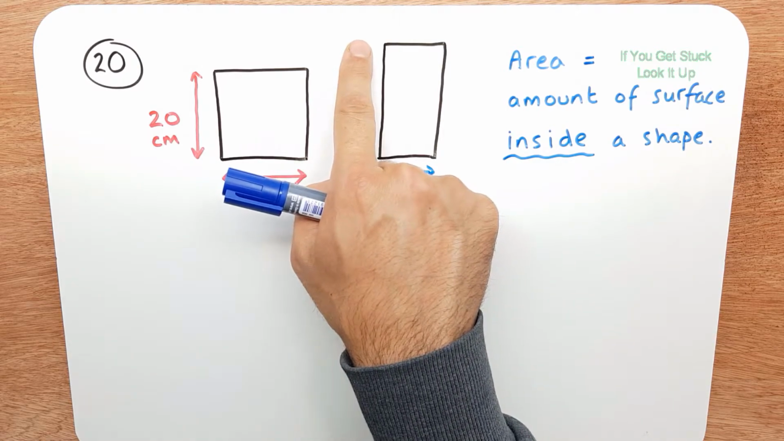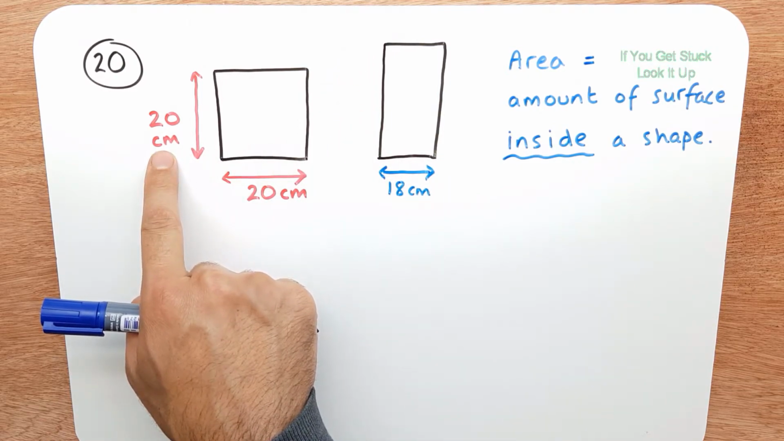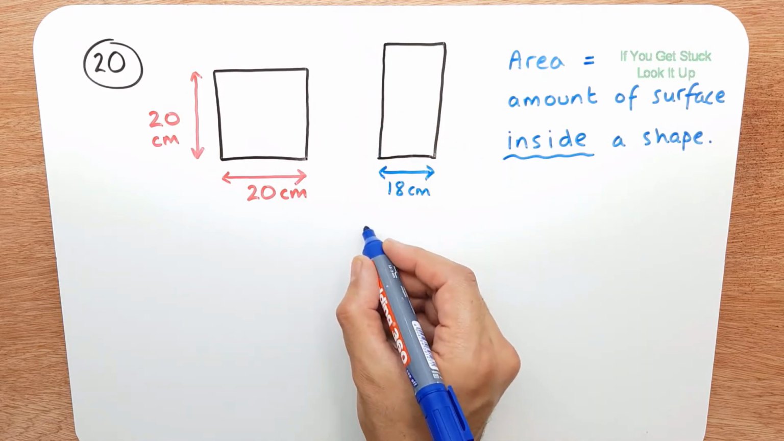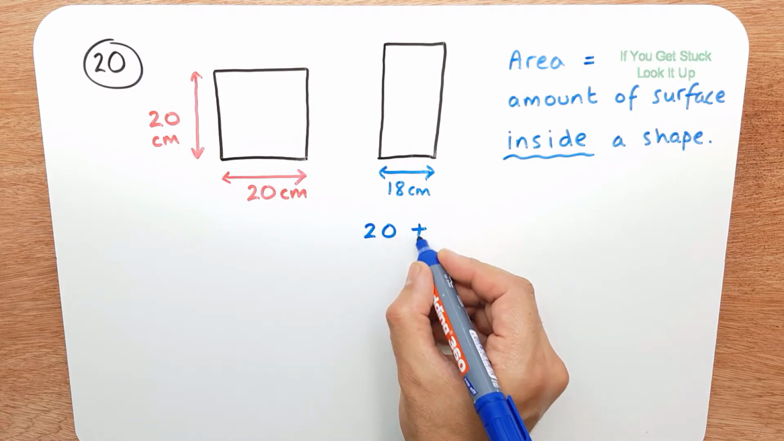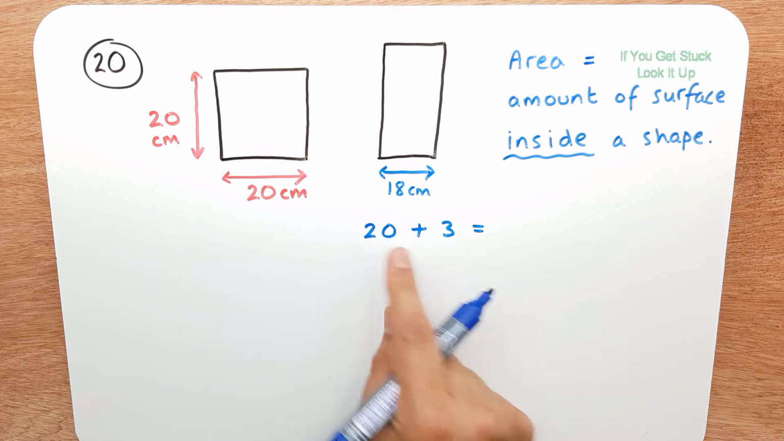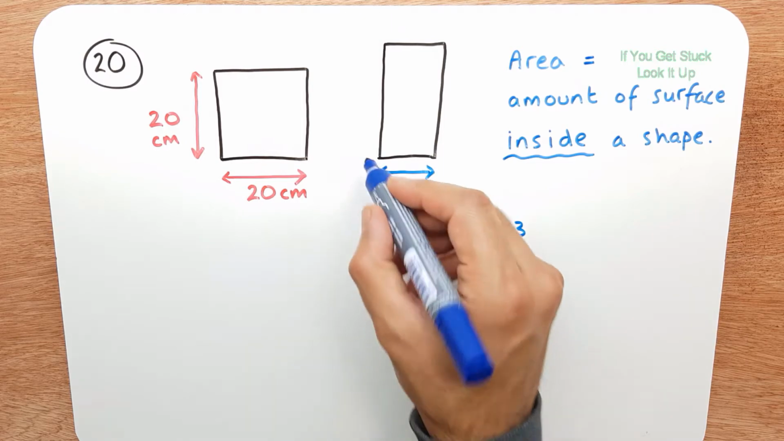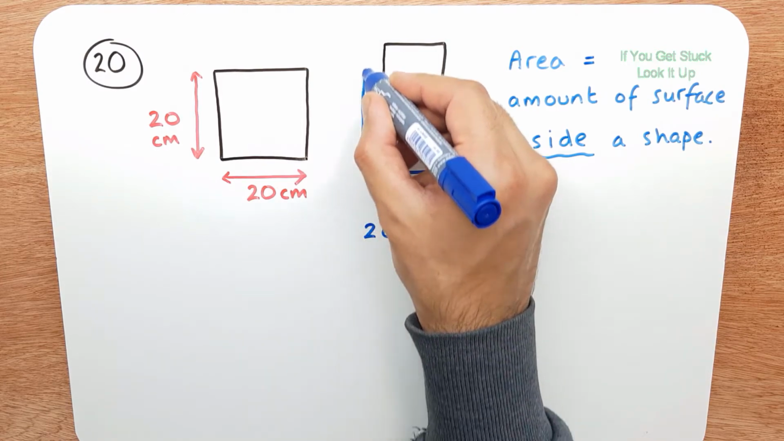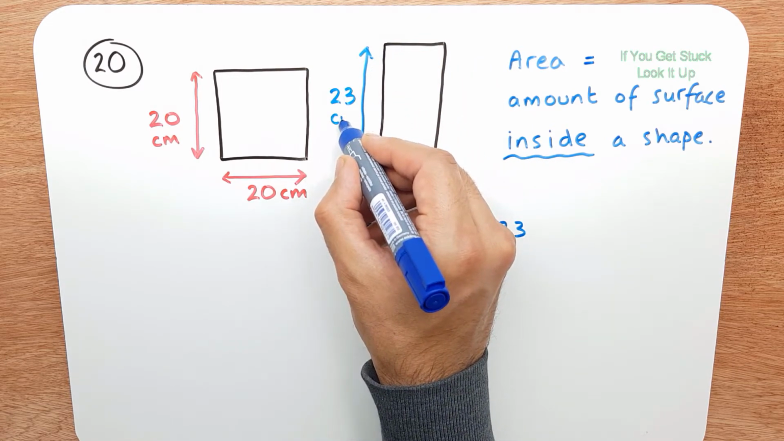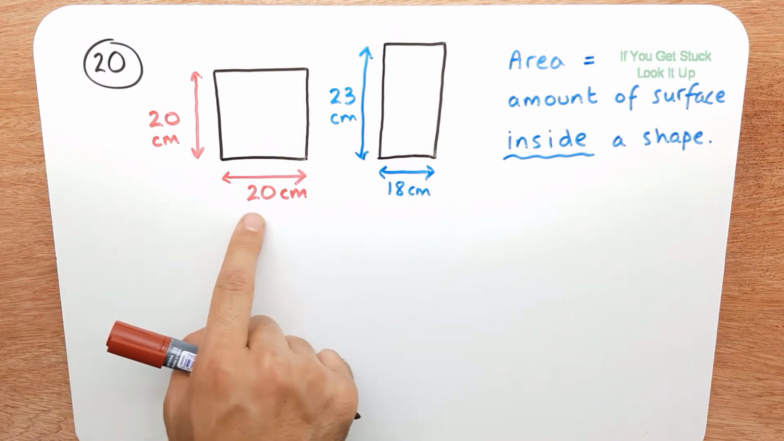They've also told us that this length here is 3 centimeters longer than the square tile. So we need to add 3 centimeters. So we need to do 20, add 3. And if you add 3 to 20, we end up with 23 centimeters. So now we know that this dimension here is 23 centimeters. So our first task is to work out the area of this square tile.